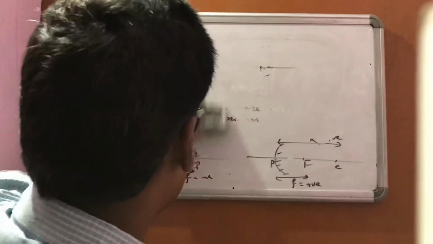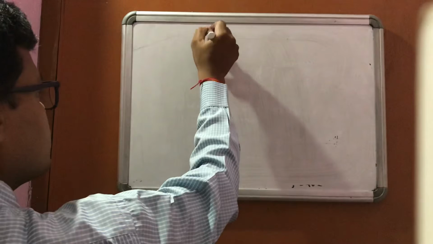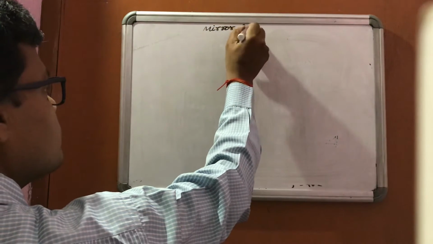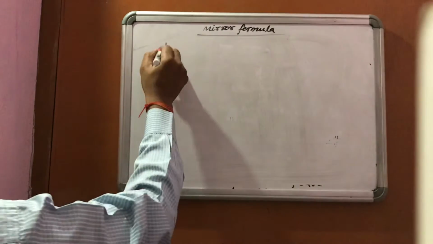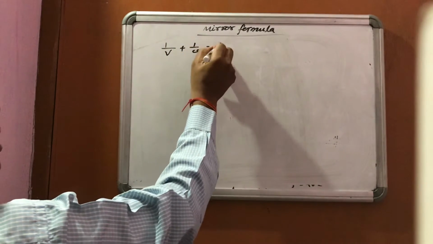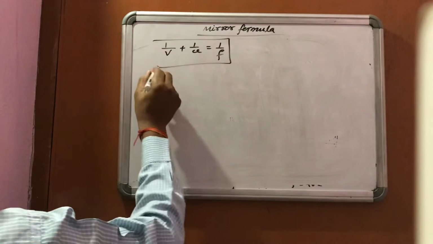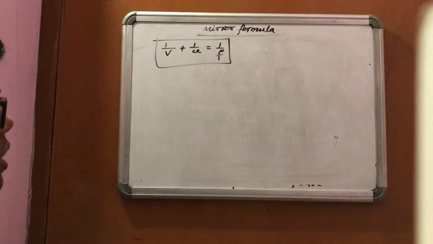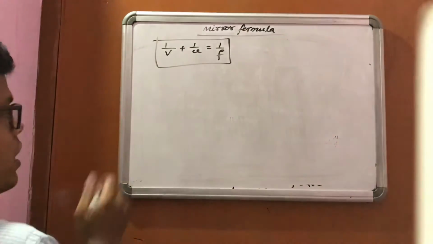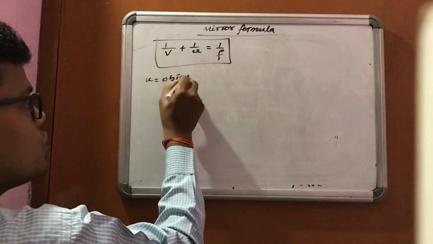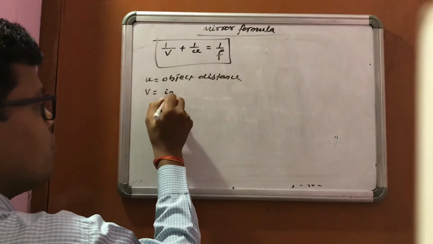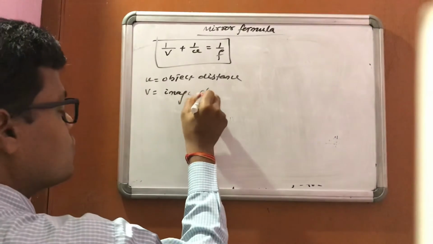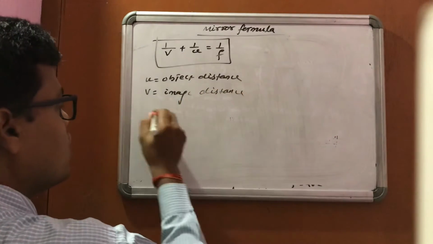Okay, now, mirror formula. What is mirror formula? Mirror formula is 1 by v plus 1 by u is equal to 1 by f. This is the mirror formula. Now what are u, v and f? u is object distance, v is image distance, f is focal length.